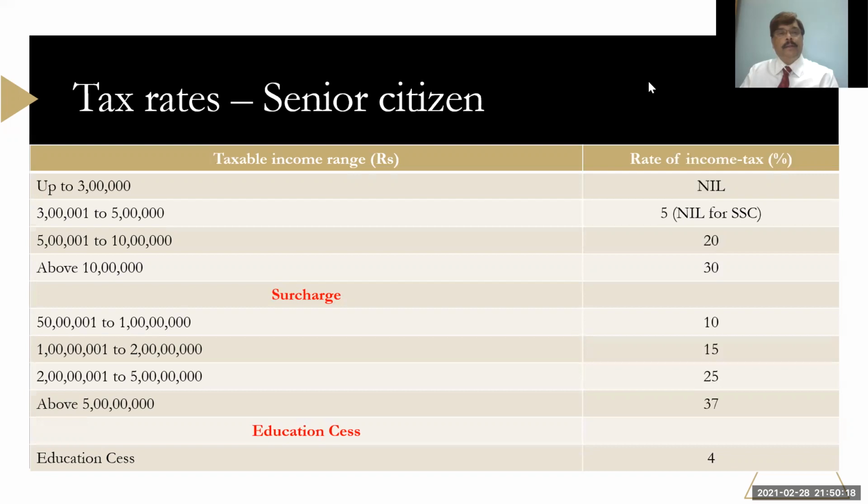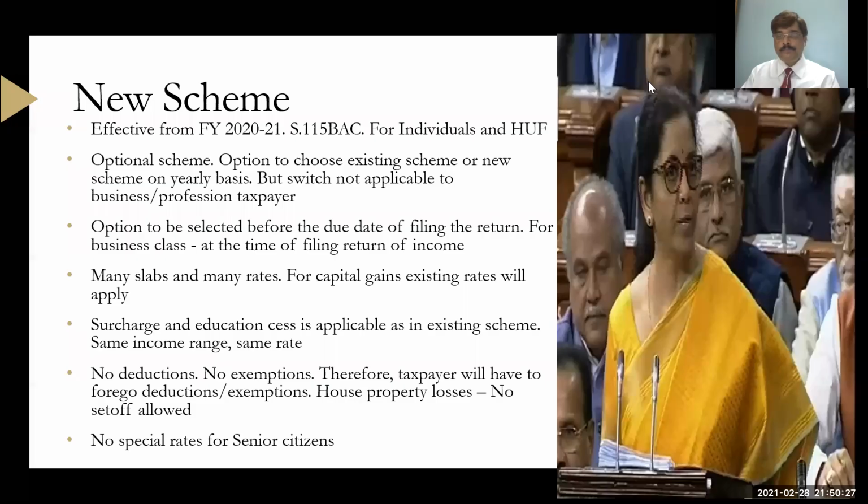There are separate tax rates for a company. There are separate tax rates for partnership firms. Effective from 2020-21, the government has introduced a new scheme of taxation for individuals so as to bring more simplicity to the tax system. As per this system, there are separate tax rates on a graded basis, and there are seven slab rates. These slab rates range from 5% to 30%.